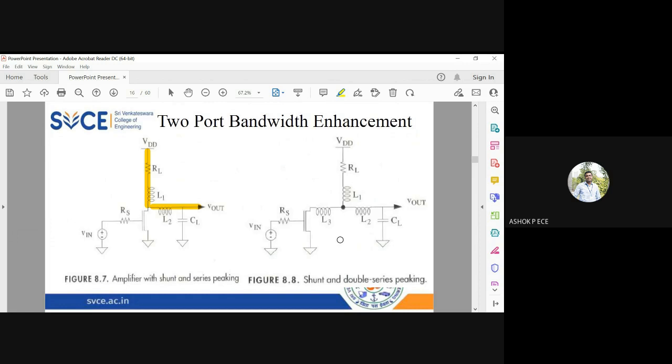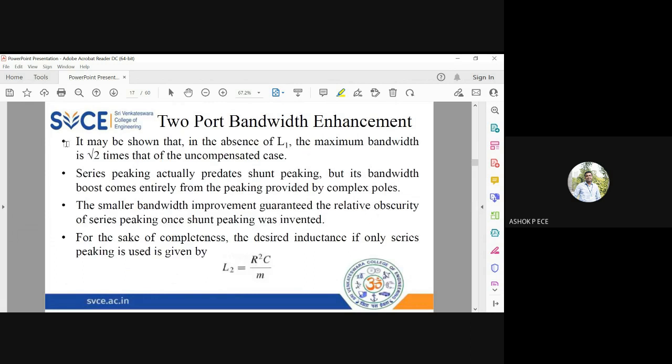Series shunt and double series peaking. Double series means I'm going to have two inductors connected at the midpoint of the load. The RL is there, I have one inductor here, and finally I want to have the capacitive load. So this is going to provide double series peaking because I have two inductors in series, for a 2-port network. It may be shown that the bandwidth is increasing by root 2 times. Root 2 is 1.414.